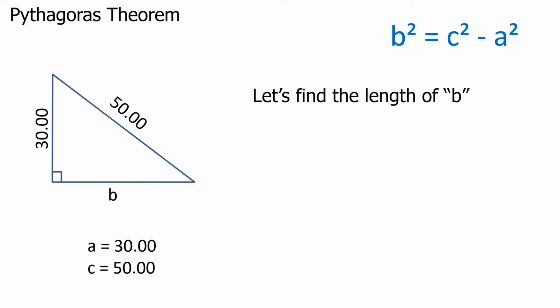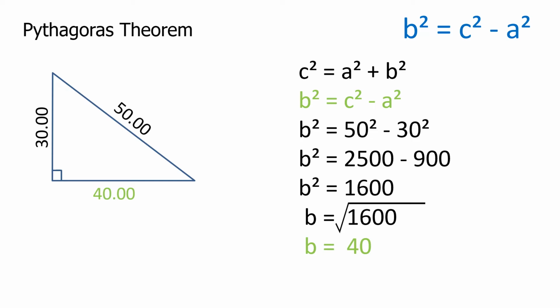Let's do another one. Let's find b. This time we need to make b the subject of the formula. So now it's b squared equals c squared, which is the longest side, minus a squared. Here we can see our b length is 40 millimeters.